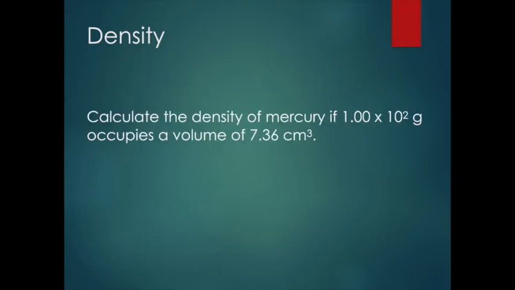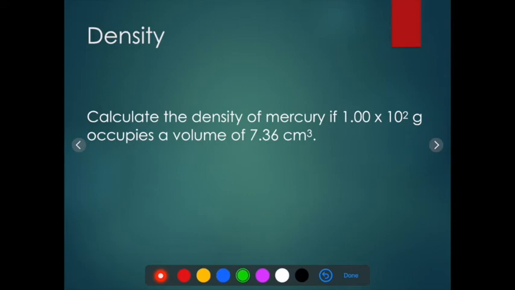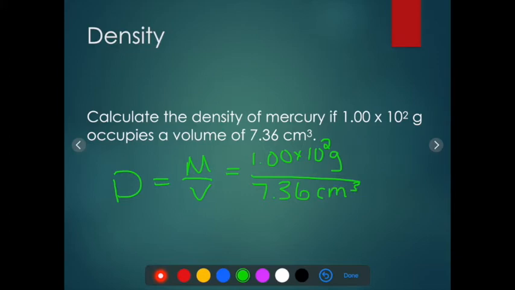So just to give you an example here, calculate the density of mercury. So density, mass divided by volume. It says it's 100 grams, right? 100 grams is the mass. The volume is 7.36 centimeters cubed. And remember, centimeters cubed is the exact same thing as milliliters, so I could write it either way. And that's equal to 13.6 grams per centimeter cubed. So that's my derived unit right there, grams per centimeter cubed, right? So I have to write my number with my unit as well.